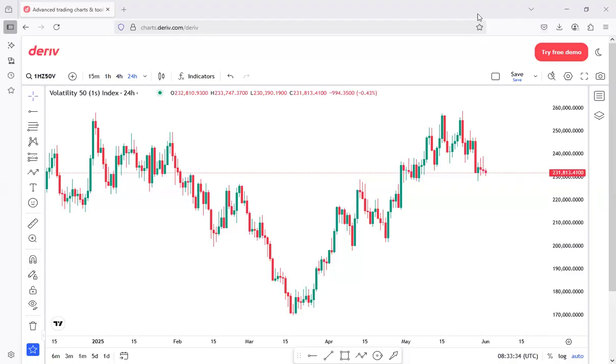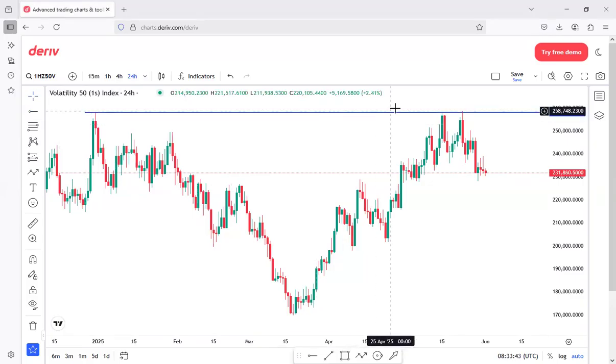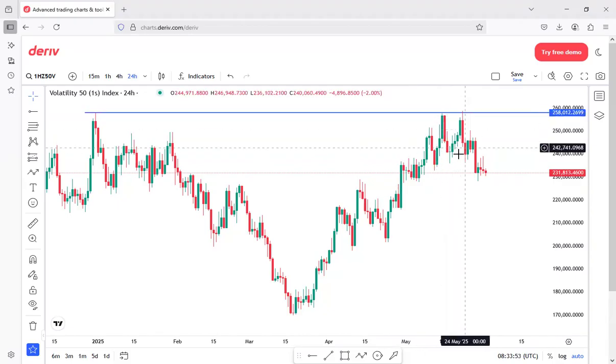And if you notice, I'm currently on Volatility 50 (1s) Index, 24 hours time frame. If you notice, price went all the way to this, the highest level that price got to, which is at 258. It went to 258 and then tried to approach it the second time. This is a massive rejection. Price gave us an equal high on this particular zone, telling us that price is actually heading back down.